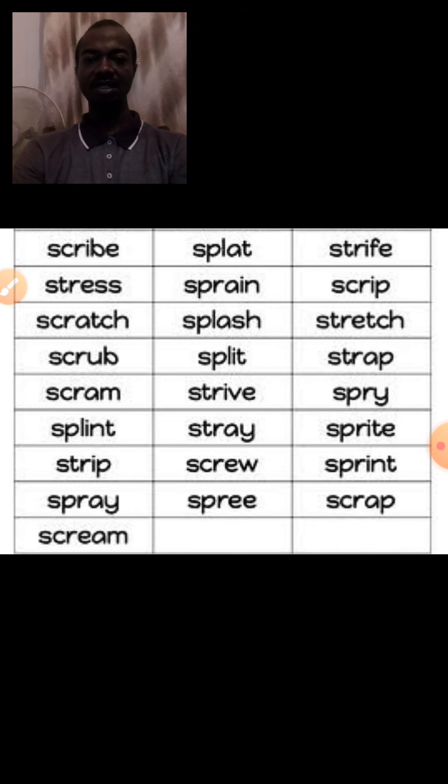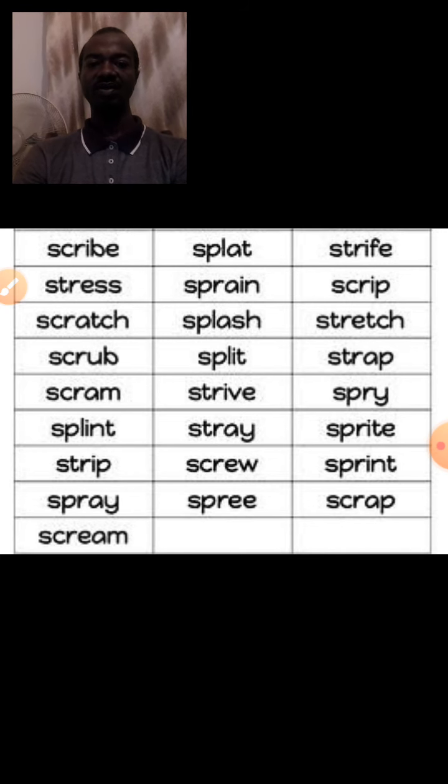Then you have splash, then split, then strive, then stray. You have screw, you have spree. Spree is S, P, and R. You have strive, you have scream, you have stretch.